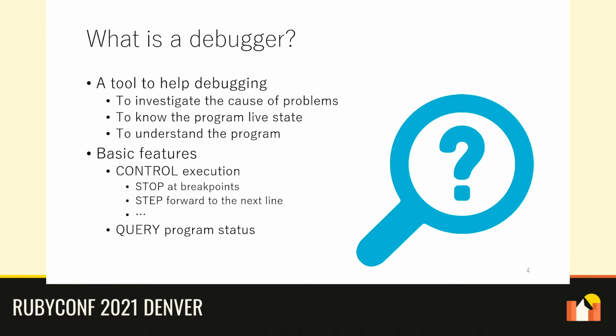Another purpose of using a debugger is to understand the program. To understand a program, running and observing it is one of the best ways. When you want to know the program internals, you also need to use the print method or a REPL console. To help in such cases, a debugger provides useful features. A debugger enables you to control the execution, for example, specifying the breakpoint where we want to stop, and stepping forward only one line, and so on. Also, a debugger helps to show the program state, such as local variables, and so on.